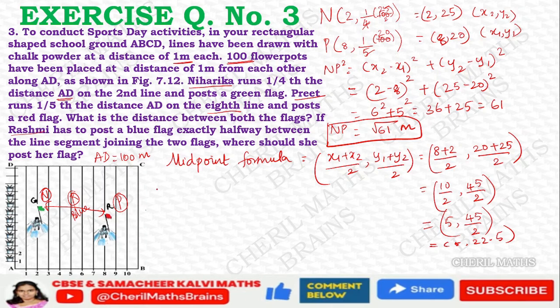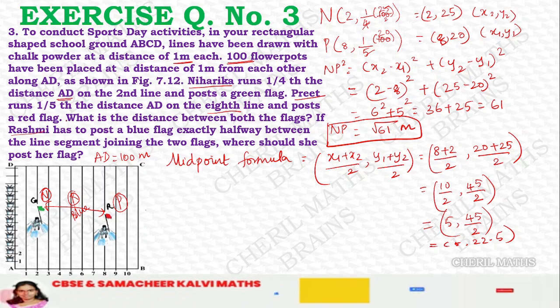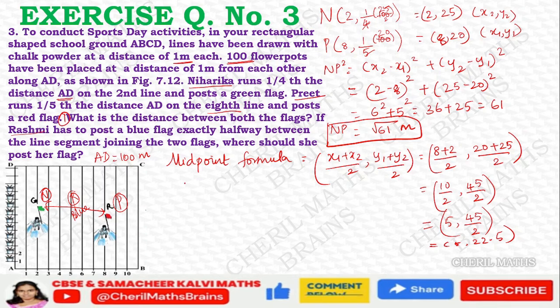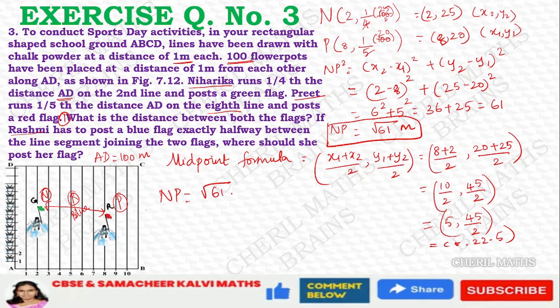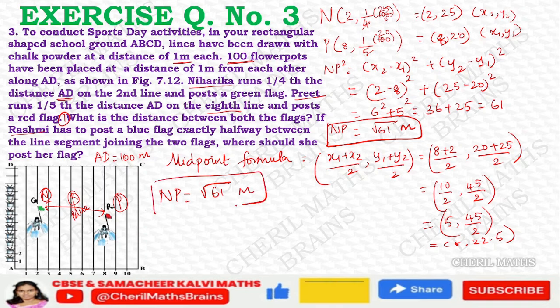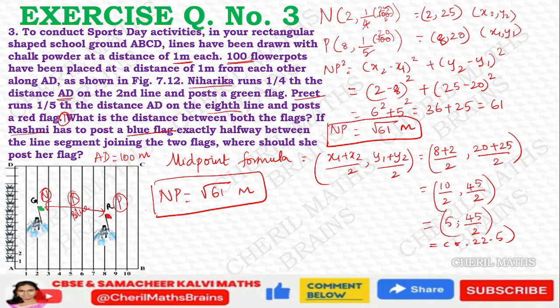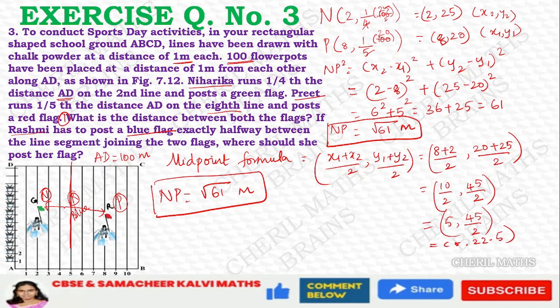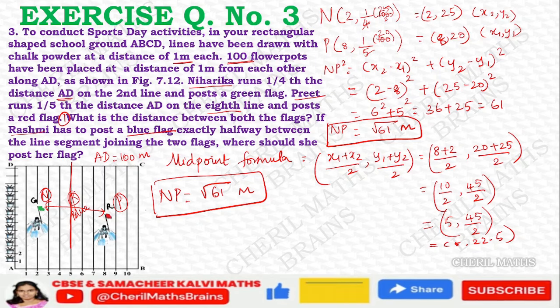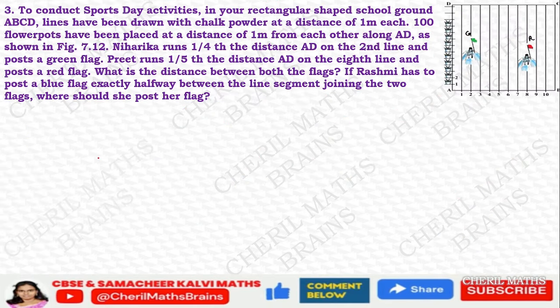So we've got the distance. The first thing which we need to find out is the distance. So distance NP is what? Square root of 61 meter. The next one is where Rashmi has to place her flag. Rashmi is going to place a blue flag exactly halfway. Here the x coordinate is 5. That means she is placing it on this particular line, and at a distance of 22.5. Is it clear, children? So we are done with the question.